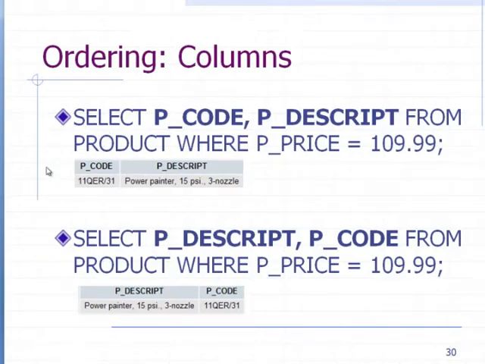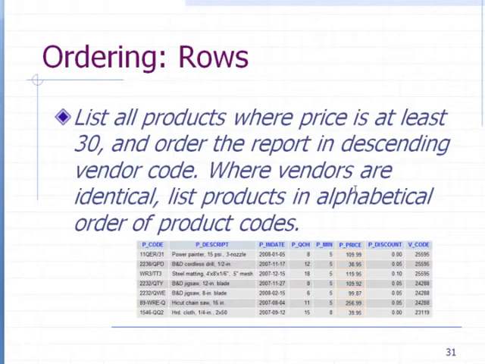So here we compare two select statements. In the first select statement, the P code is followed by P description, but in this case it's swapped. So the result is based on the column sequence that you use in your select statement. And for ordering rows, we can sort rows using the SQL clause called ORDER BY. Using this ORDER BY statement, by default, we can sort the data in ascending order. So A to B, B to C, like this.